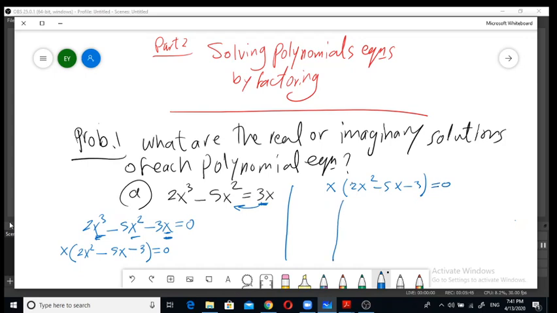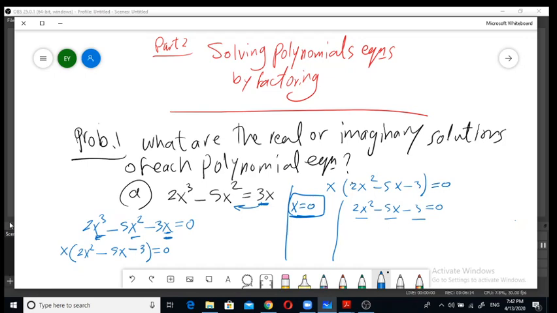The third step, we are going to use the zero product property to find the solution. So x is equal to 0 and 2x squared minus 5x minus 3 also equal to 0. So the first solution, x is equal to 0. Then we have 2x squared minus 5x minus 3. We have a trinomial, quadratic trinomial.